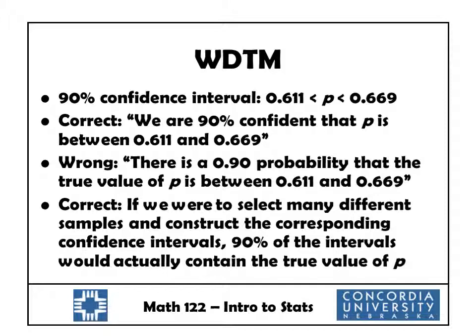There's not a probability. So what this 90% confidence level means in a practical sense is that if we were to select many different samples and construct the corresponding confidence intervals, then 90% of the intervals would contain the true value of P. So this is where the long run comes in. If we were to do many different samples, then about 90% of those would contain the true value of P.